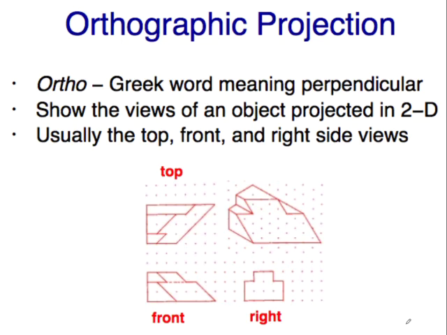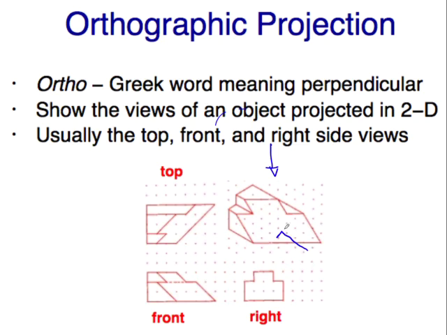Orthographic projections are officially the term for it. Ortho, Greek word meaning perpendicular. What you're doing is taking a three-dimensional object and showing perpendicular views of it from the top, the front, and the right-hand side. If you can imagine this object right here as a three-dimensional object, this could be its top view if you're looking down from up above. And the front view is if you were looking at it straight on this way.